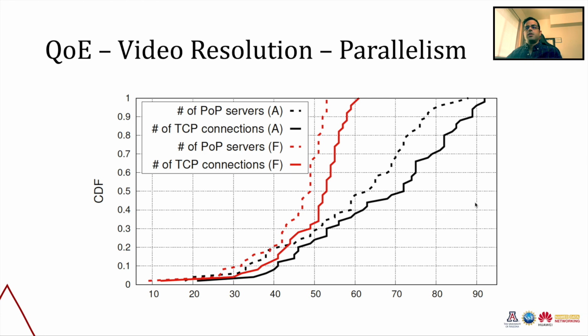To answer this question, let's look at this figure. This figure shows the number of Akamai and Fastly servers that contacted the video servers plus the number of TCP connections that is established for a single video streaming. For example, if you take a look at this point, you can see that during 90% of all video playbacks, Fastly downloaded the audio and video files by establishing more than 38 TCP connections by using over 30 different servers.